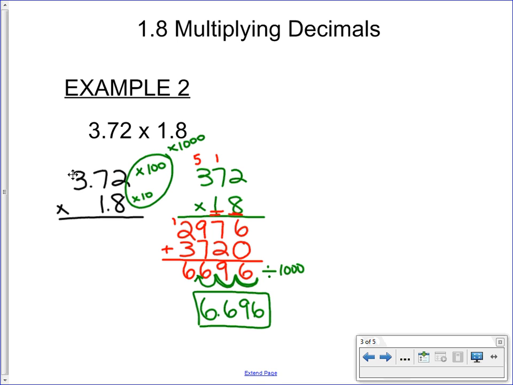Now if I check to see if this is reasonable, I go back to my original. If I round 3.72 to 4 and 1.8 to 2, my answer should be something close to 8. 6.696 is pretty close to 8, so I would say our answer is reasonable and correct.